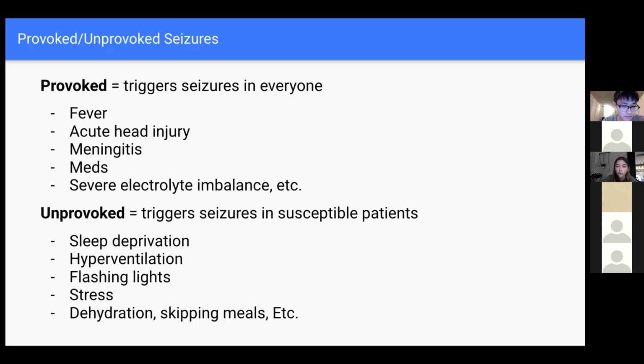Whereas an unprovoked seizure is a seizure that is triggered by something that would trigger seizures only in susceptible patients, let's say epileptic patients, right? So things like sleep deprivation, hyperventilation, flashing lights, stress, dehydration, skipping meals, things like that, that wouldn't trigger seizures in everybody.